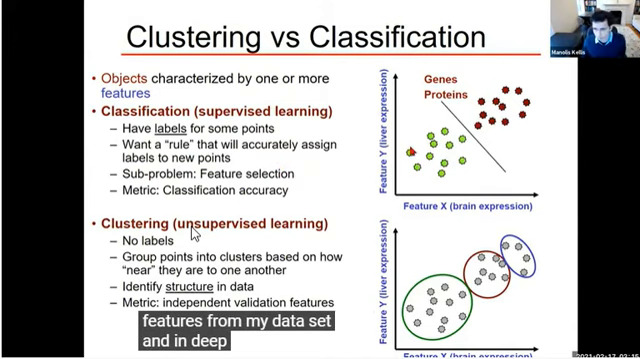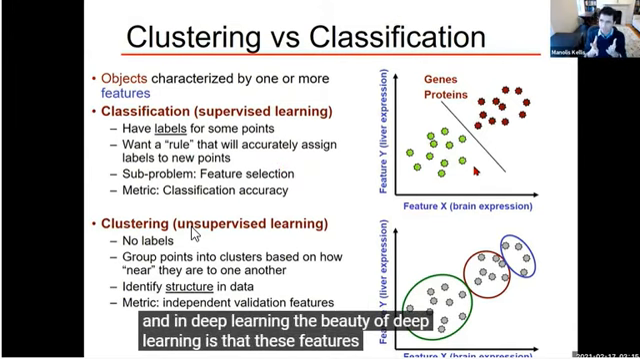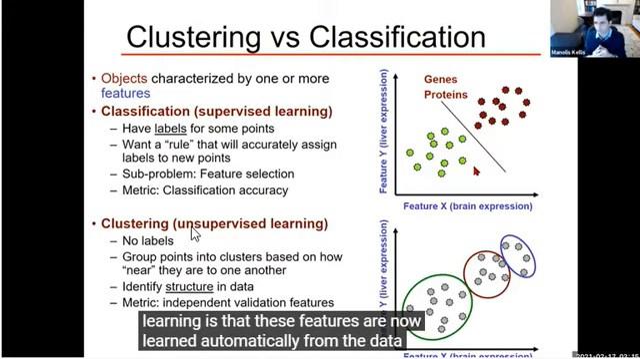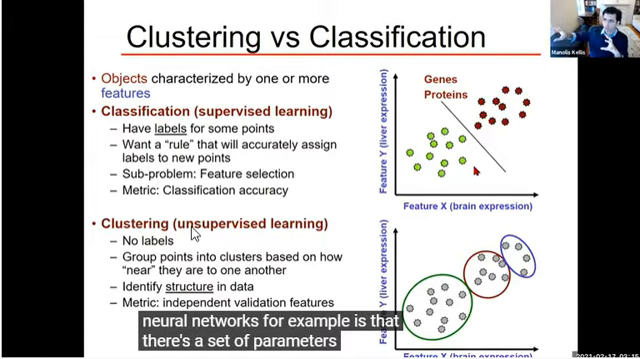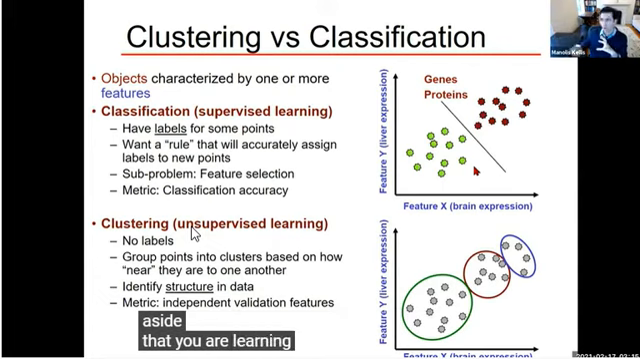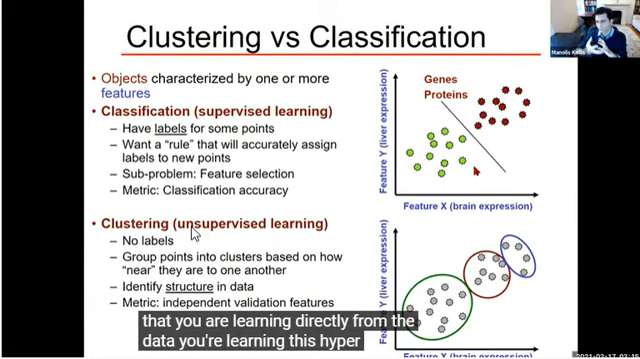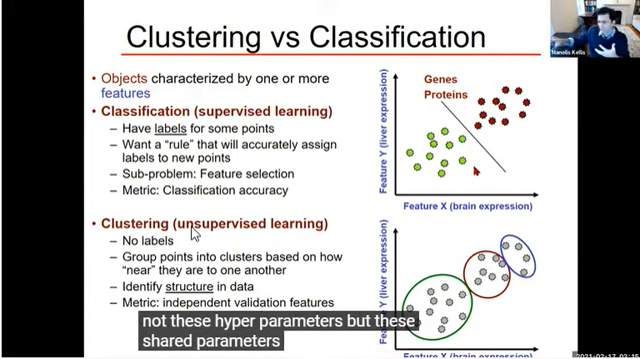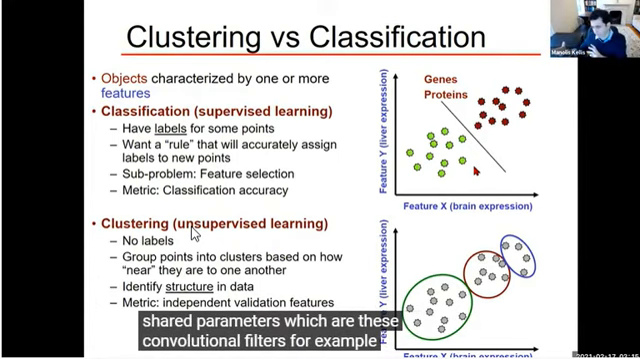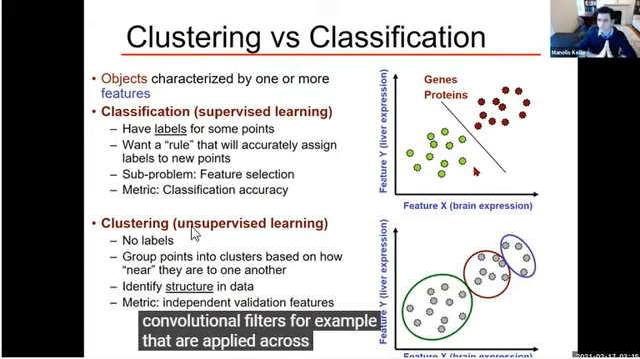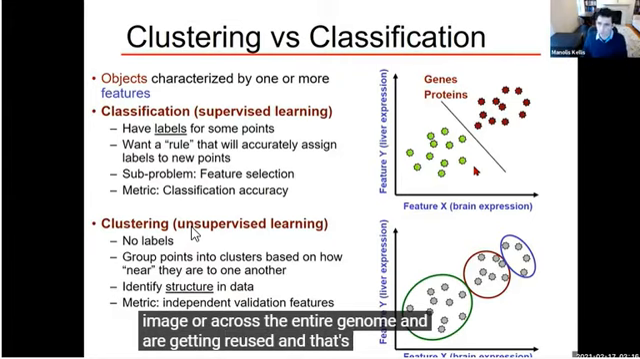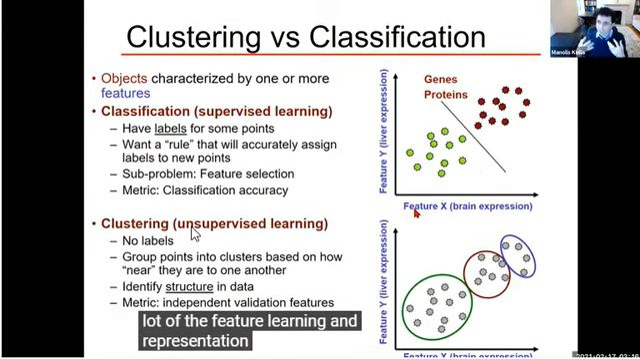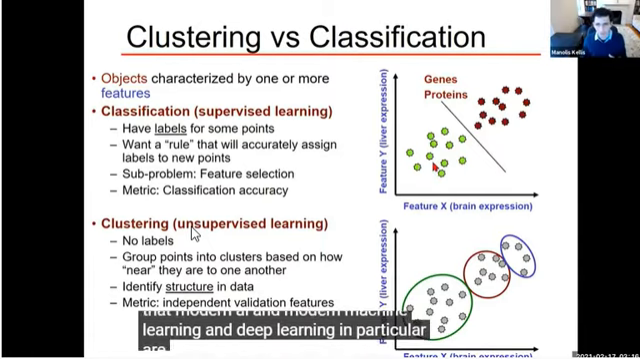And in deep learning, the beauty of deep learning is that these features are now learned automatically from the data. What we're going to see in convolutional neural networks, for example, is that there's a set of parameters that you set aside that you are learning directly from the data. You're learning not these hyperparameters, but these shared parameters, which are these convolutional filters, for example, that are applied across the entire image or across the entire genome and are getting reused. And that's a lot of the feature learning and representation learning that modern AI and modern machine learning and deep learning in particular are all about.